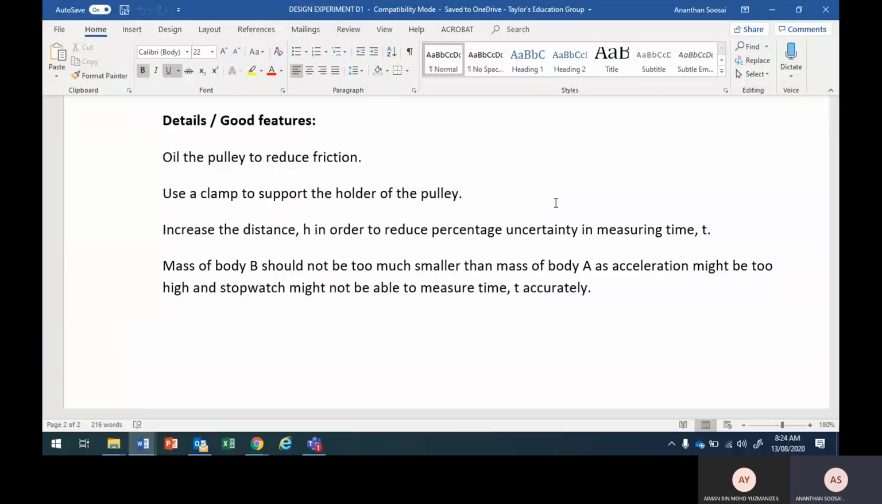Okay, next, mass of body B should not be too much. If it's too much, the acceleration is going to be small, right? Too much, bigger than mass of body A. Smaller than mass of body A, the acceleration might be too high, too fast. So do a preliminary experiment to find out which mass is suitable. You don't want the acceleration to be very huge. Very huge, your reaction time is going to affect the time interval.